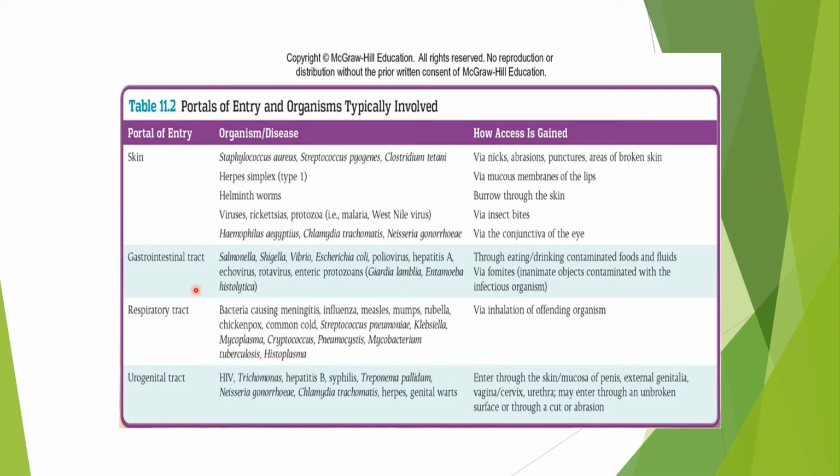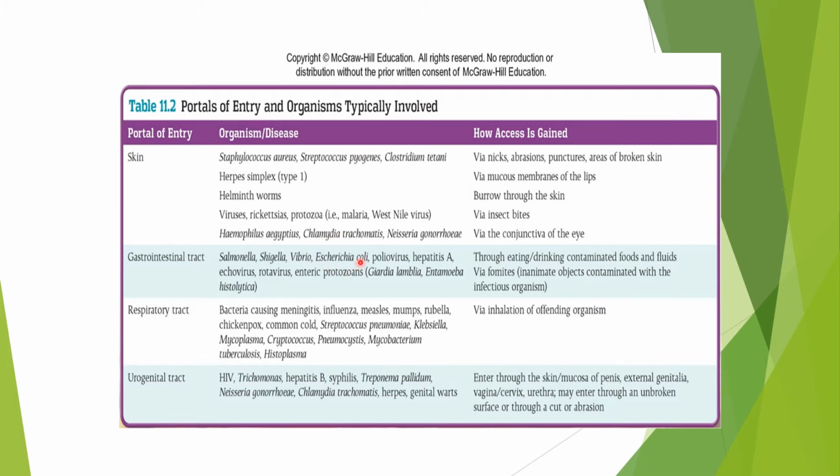Microbes can also enter into your GI tract. How? Well, when you eat or drink contaminated food and fluids, you ingest it, and now it's in your GI tract. Or let's say you touched your computer, and then you put your hands in your mouth. There you go. This is how it can enter into your GI system.